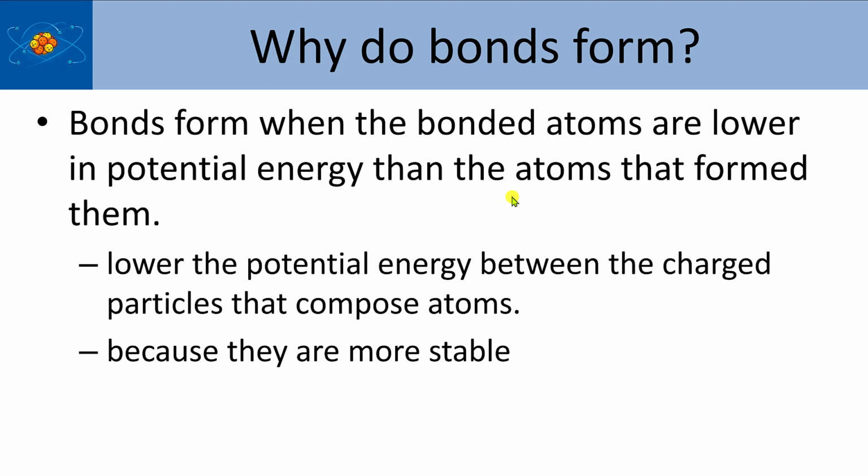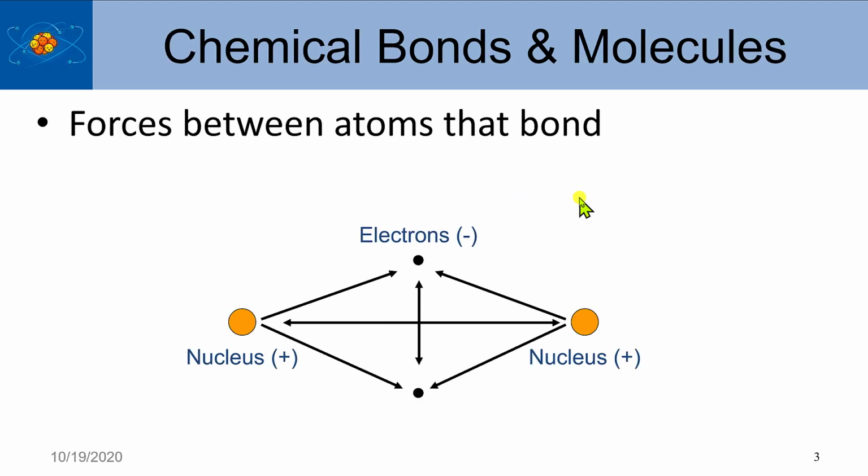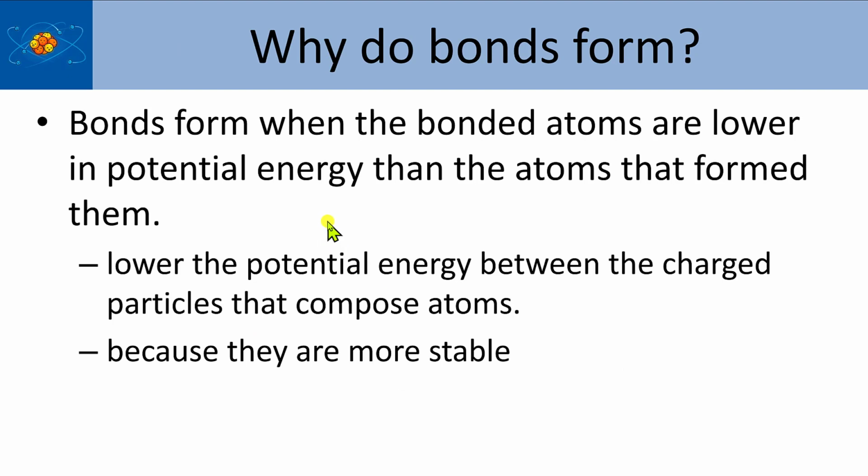So you might ask yourself a question like, why do bonds even form? Because the nuclei repel each other and the electrons repel each other, right? And we'll talk about that. But in essence, bonds form because when the atoms are bonded, they're lower in energy than when they're not bonded. So bonds form when the bonded atoms are lower in potential energy than the separate atoms that formed them. Now, we have to think about lower potential energy, but overall, it's a situation of more stability.